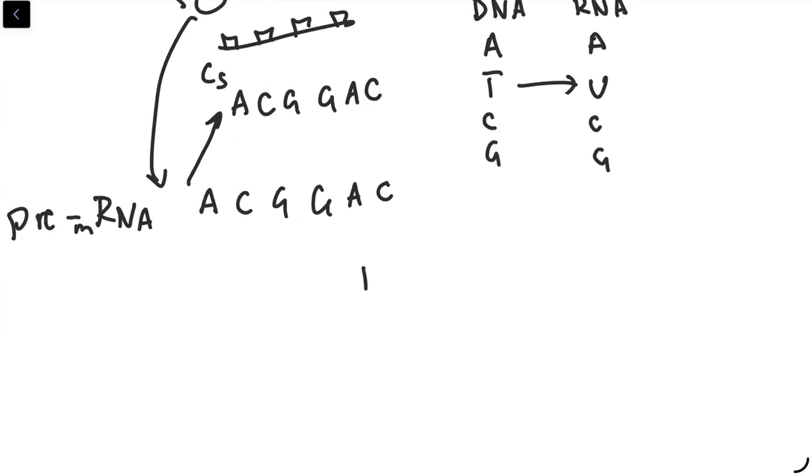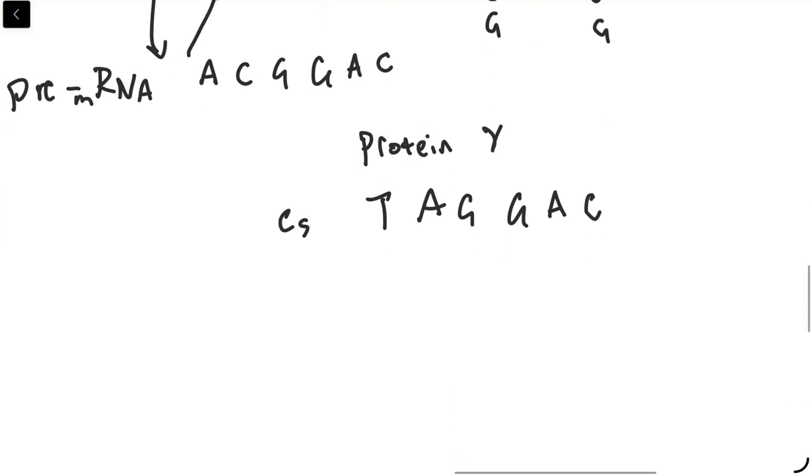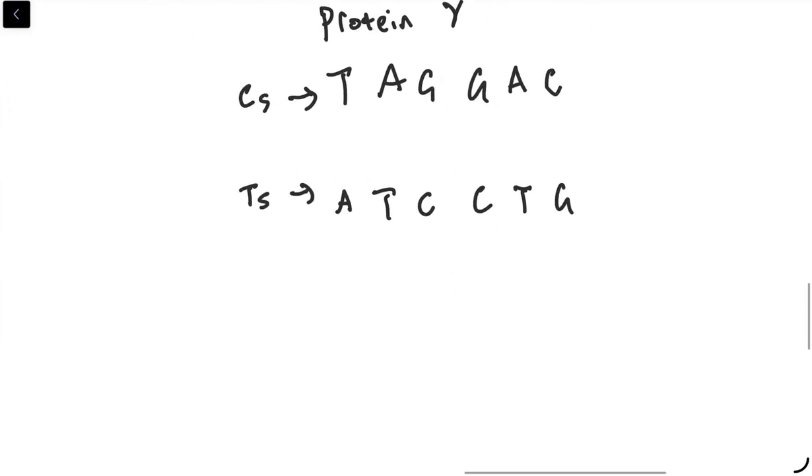So for example, let's say we want to create protein Y. The specific sequence is TAGGAC. If this is our coding strand, this specific sequence is found in our coding strand. Our template strand will be the opposite to this, which is A, T, C, C, T, G. Now RNA polymerase binds to the template strand and creates a complementary sequence to this specific sequence.